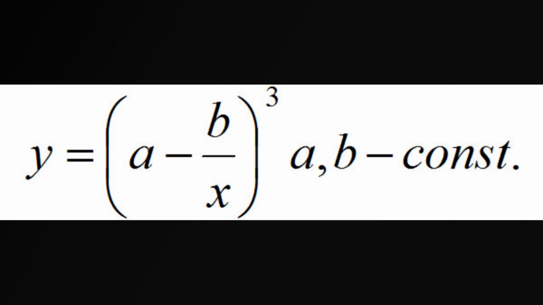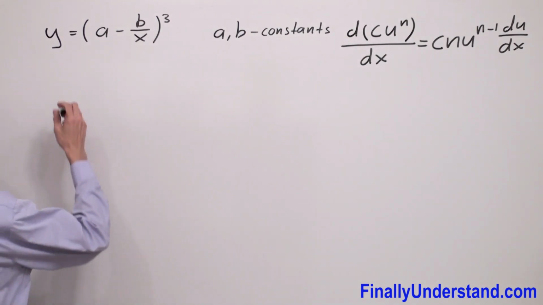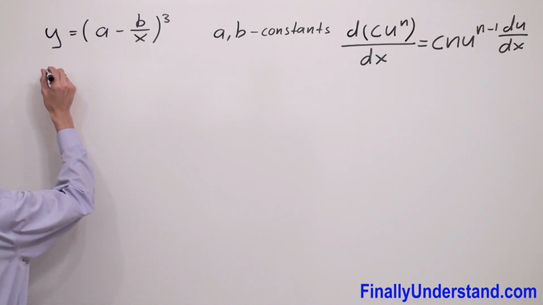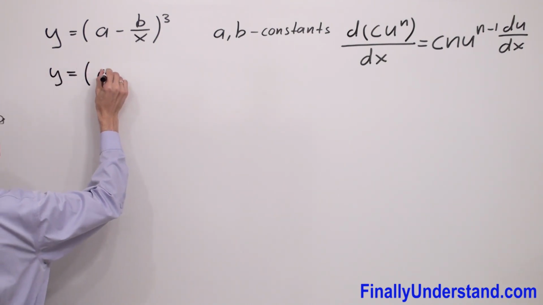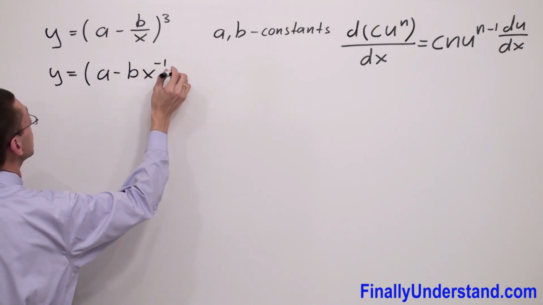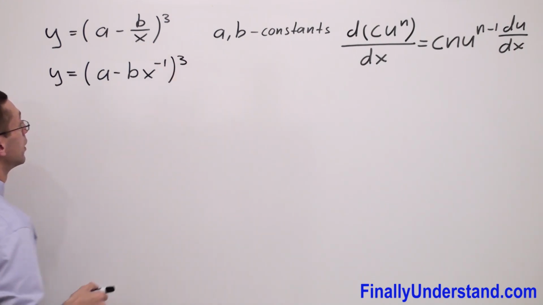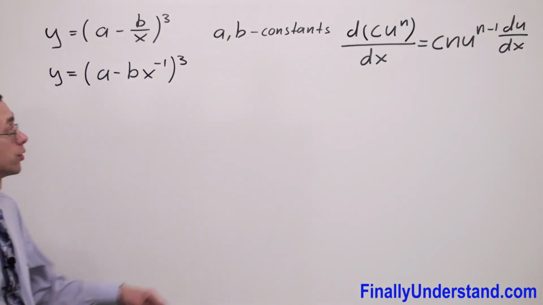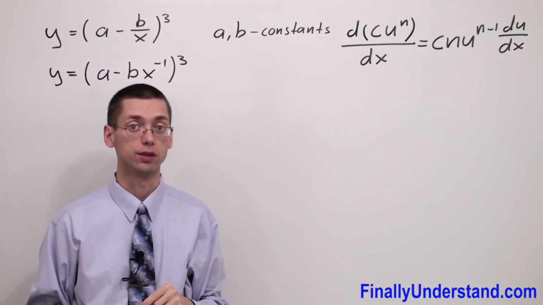We have another example on the board. The very first thing we're supposed to do is rewrite this function. Okay, so we have y is equal to (a minus bx to the negative 1 power), and everything is raised to the third power. Next, we're supposed to use this formula. Keep in mind that a and b are constants.